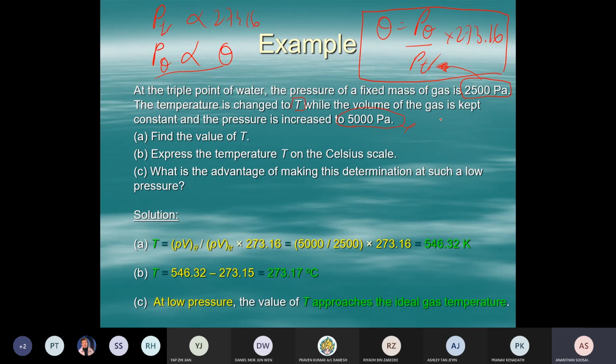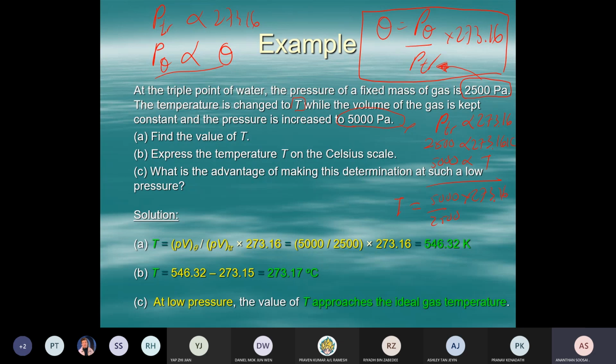So you write the proportionality: P_TR is proportional to 273.16. In this case, P_TR is 2500, proportional to 273.16 Kelvin. Then 5000 Pascal is proportional to the new temperature T. So find T. Proportional, right? So T is equal to what? Rearrange, so 5000 over 2500 times 273.16 Kelvin.